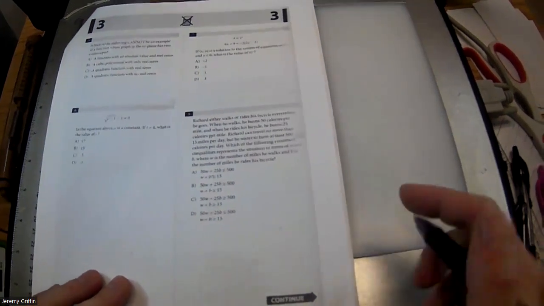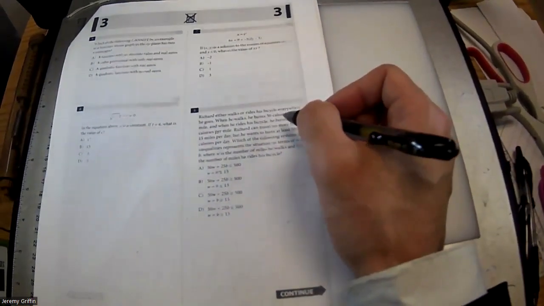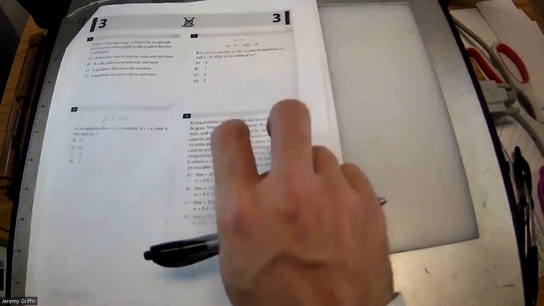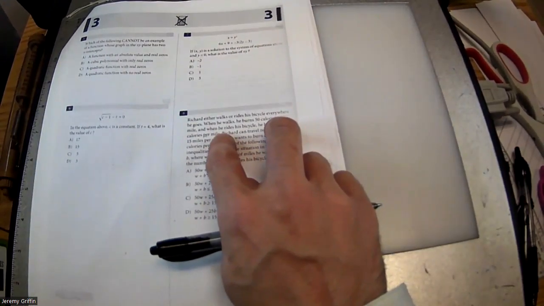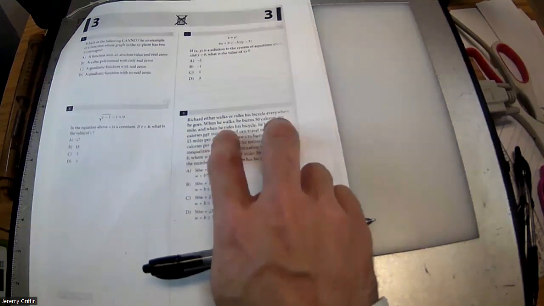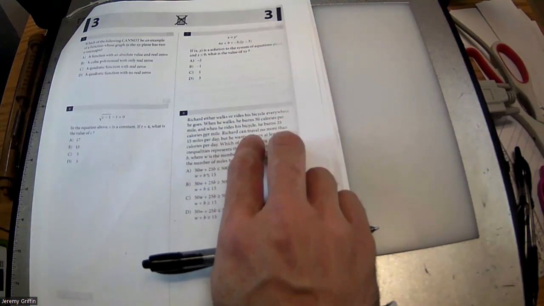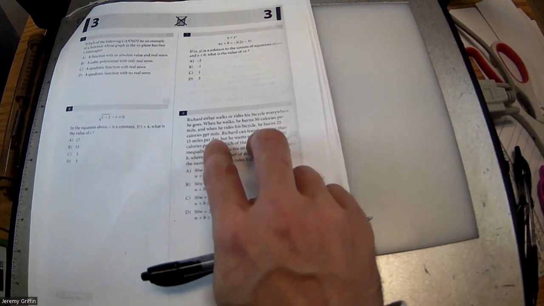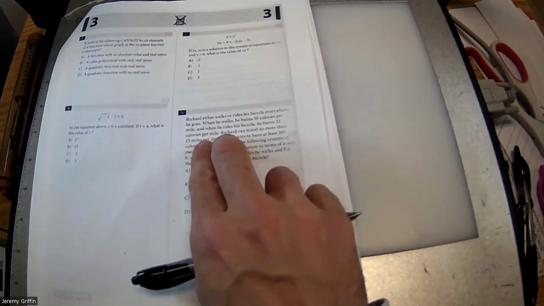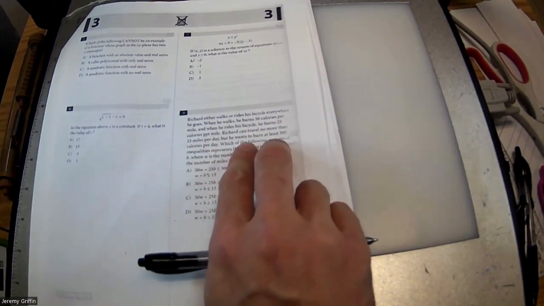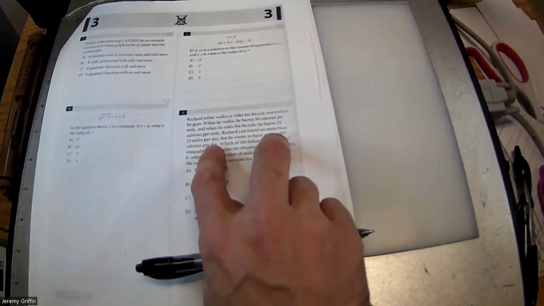Number 8. Richard either walks or rides his bike everywhere he goes. When he walks, he burns 50 calories per mile. When he rides his bike, he burns 25 calories per mile. Side note here, notice we're doing a per distance scale rather than a per time scale. Richard can travel no more than 15 miles per day, which sounds like a constraint. You can only go up to that far. But he wants to burn at least 500 calories per day.